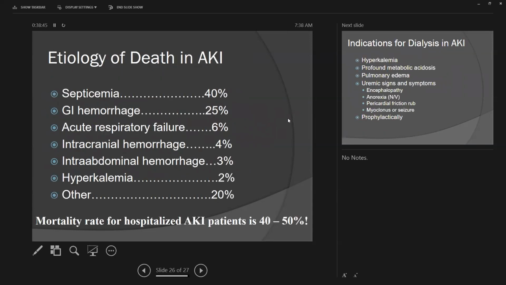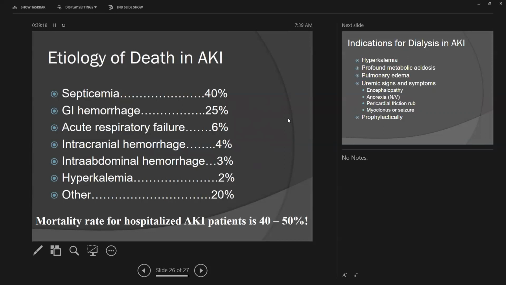So this was a study done years ago, and it still holds true today. By the way, this is the bottom of this chart. Mortality for a hospitalized AKI patient is 40 to 50%. And if they're in the intensive care unit, it's somewhere around 60%. And if they're septic in the intensive care unit, it's somewhere around 75%. So I like to think we do better than that, but we've never done a study. Maybe that's something you can do, Schwartz.